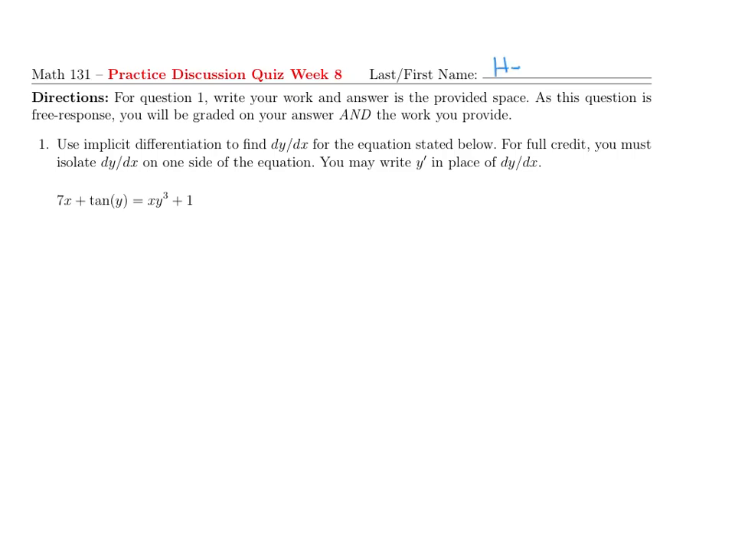Let's go over an example for this week's discussion quiz. In question 1, we're asked to use implicit differentiation to find the derivative of y with respect to x of this implicitly defined function. Feel free to use y prime in place of dy/dx.